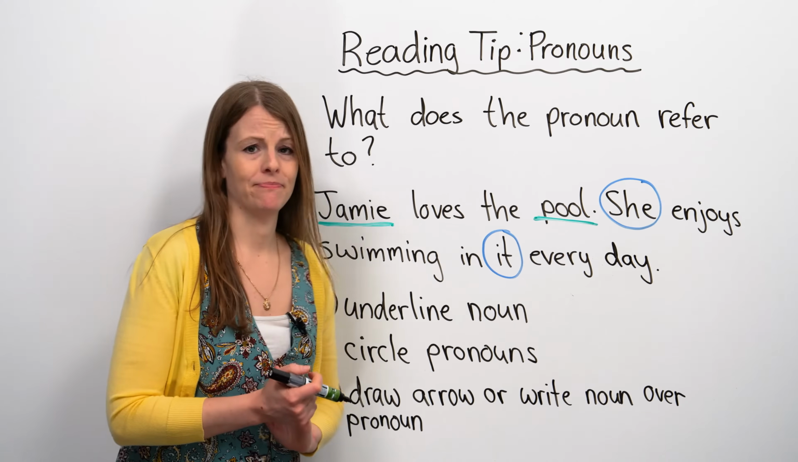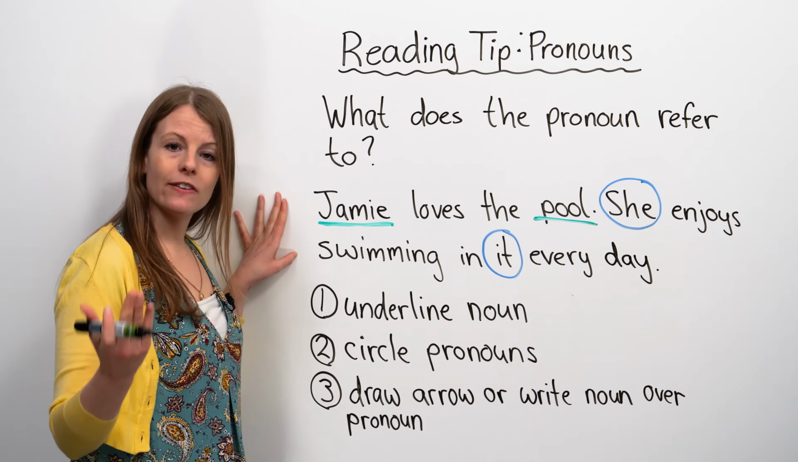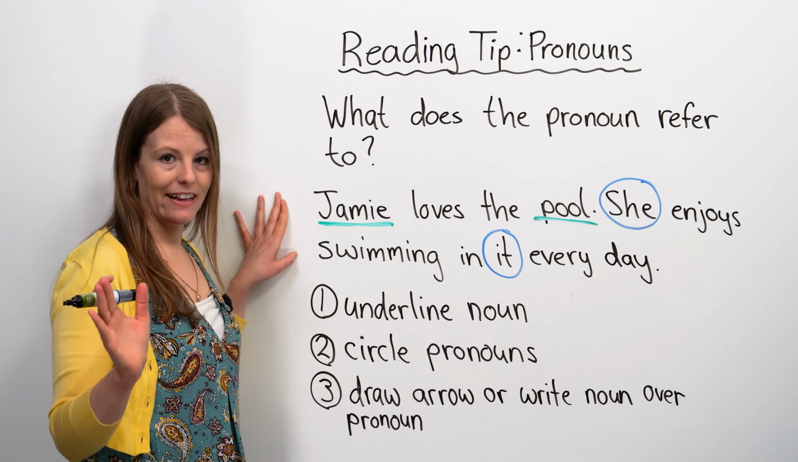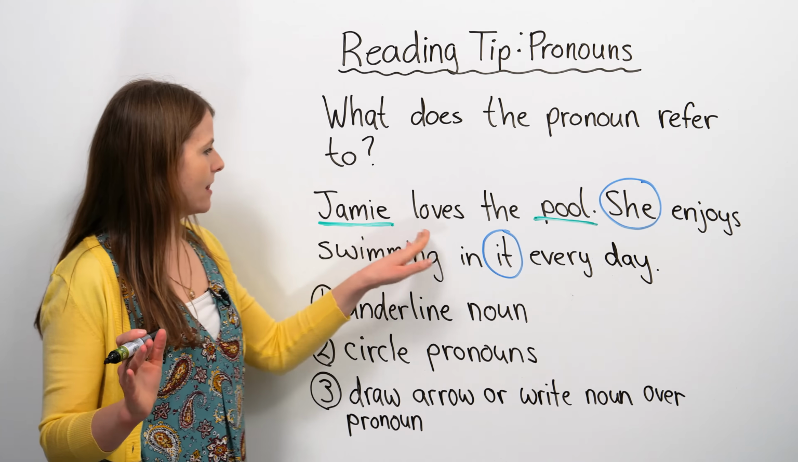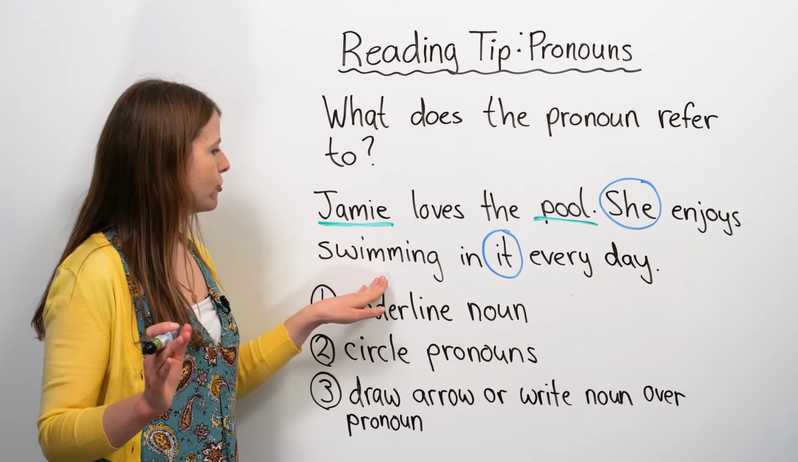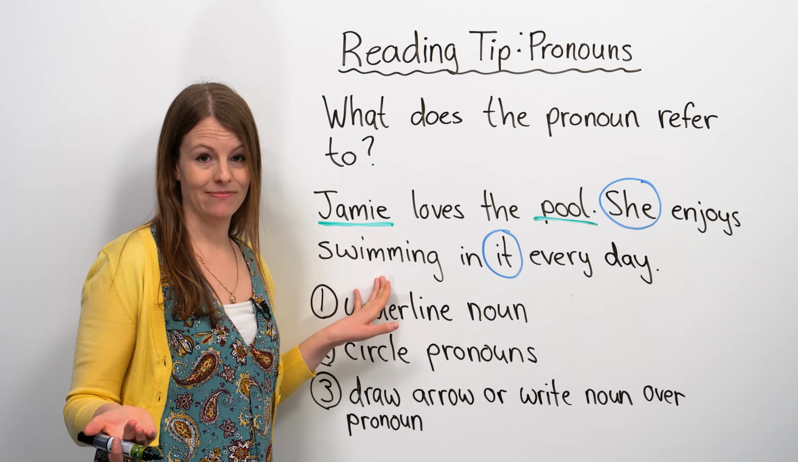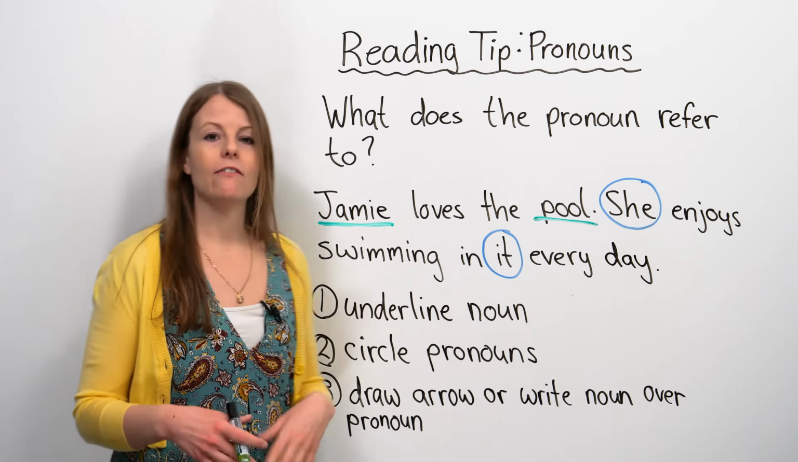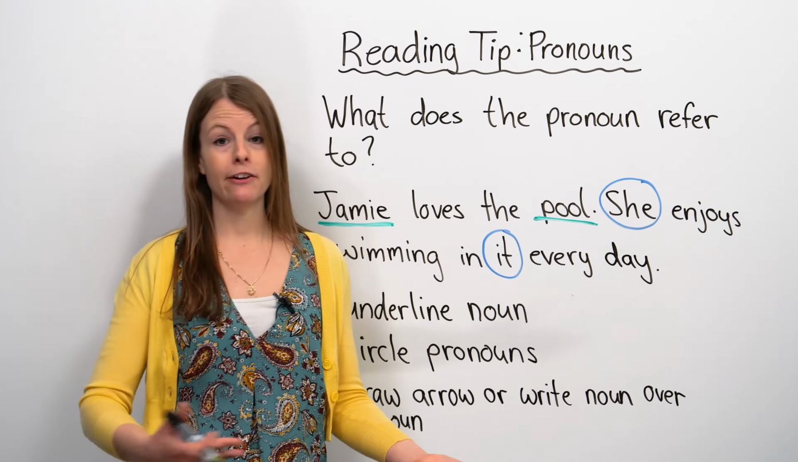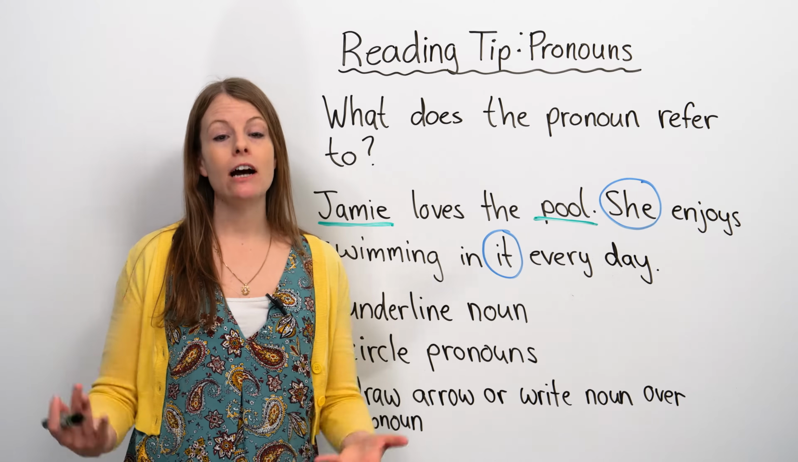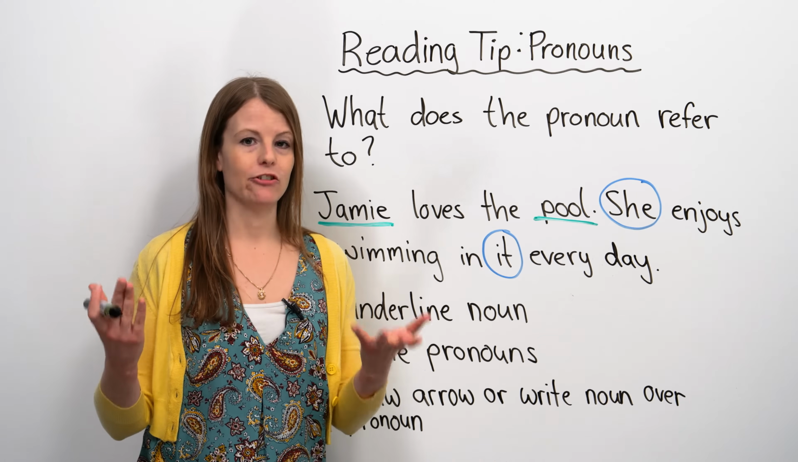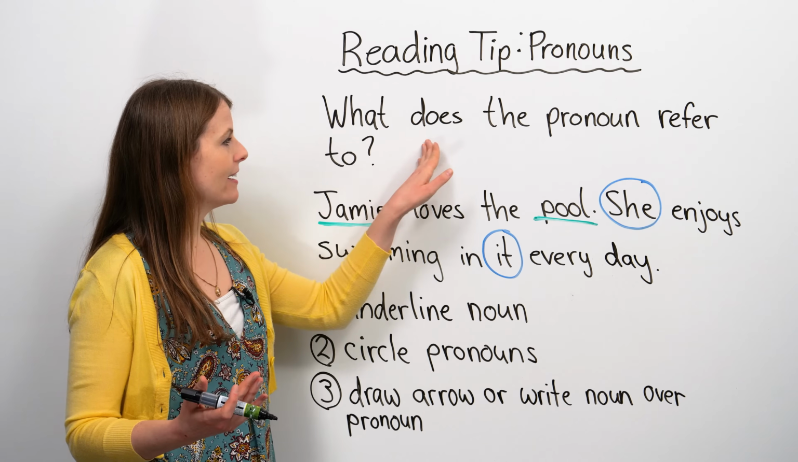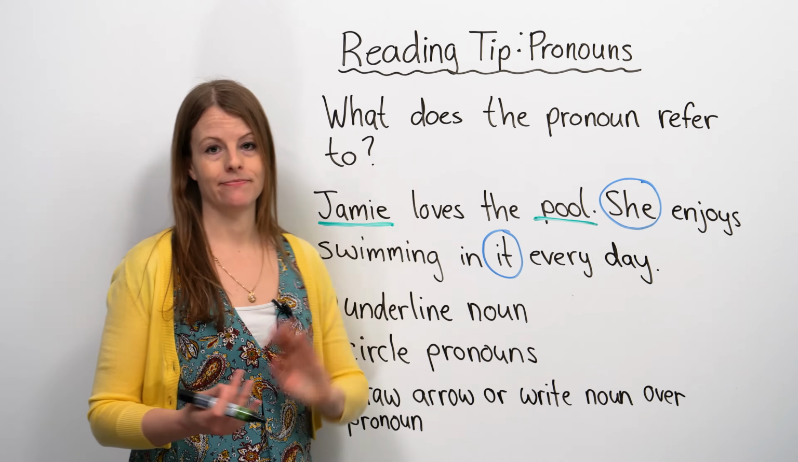So let's look at this. I've written here 2 simple sentences to give you an example. Jamie loves the pool. She enjoys swimming in it every day. So in this sentence, we have some nouns and we also have some pronouns. What can help you in your reading is asking yourself, what does the pronoun refer to?